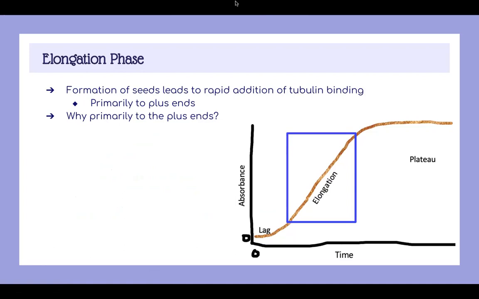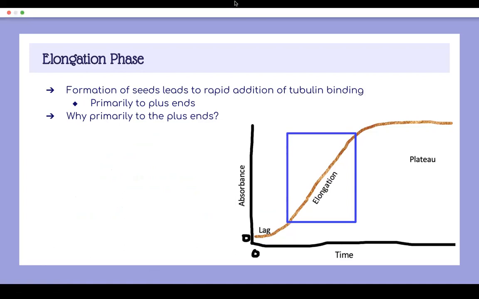All right, so into the elongation phase. This is when the formation of seeds leads to the rapid addition of tubulin binding. Once your seed forms, all the GTP is there, and the tube is in perfect condition to just add on and get binding. There's a really high affinity for each other, so it's just going to shoot up into this exponential curve all the way up.